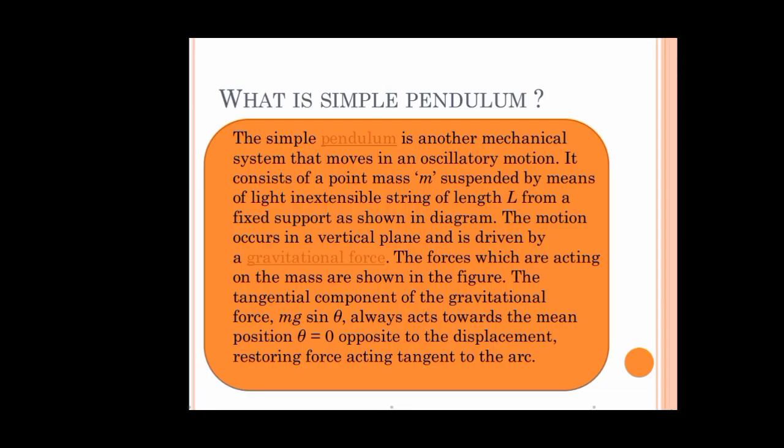So what is a simple pendulum? A simple pendulum is a mechanical system that moves in oscillatory motion. It consists of a point mass suspended by means of a light inextensible string of length L from a fixed support, as shown in the diagram. I will show the diagram in the next slide so you will clearly understand.